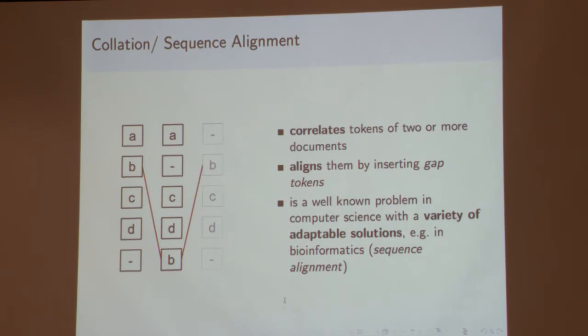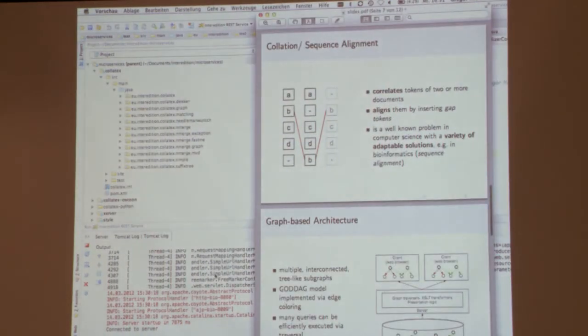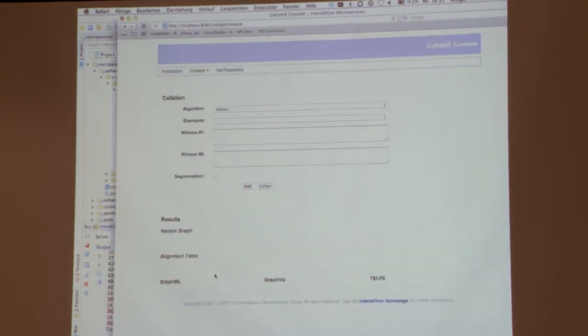The other nice thing is that this whole problem of sequence alignment is actually a very well-known problem in computer science. So we can take advantage of existing algorithms in bioinformatics, for example, or take advantage of existing solutions in textual collation for philologists to make that work. I could show you a very short demo. Because collation is so crucial to our project, what we're actually doing is we contribute to a collation software that is currently in the works called CollateX, and there are obviously other solutions to that. I'm just showing this one as an example.